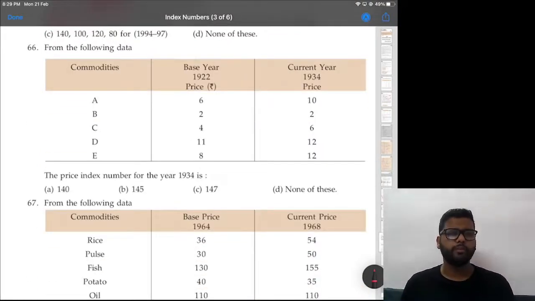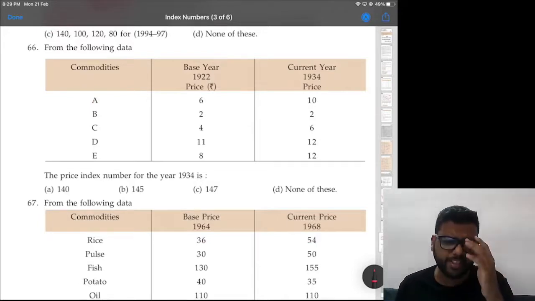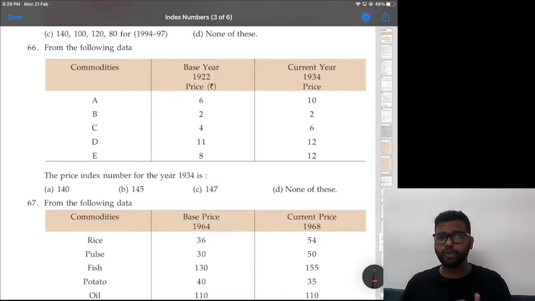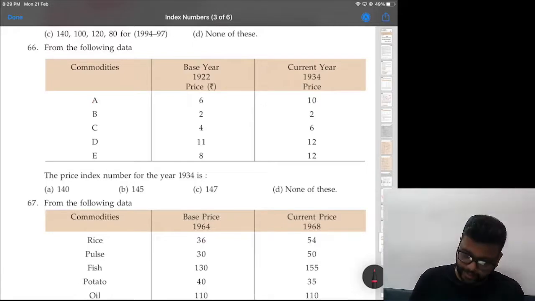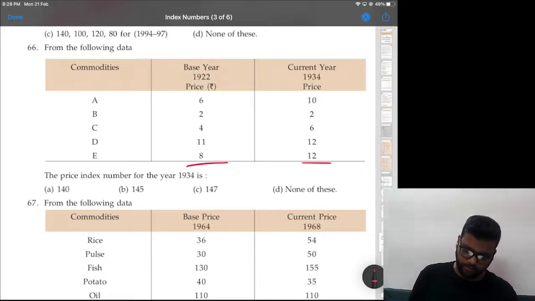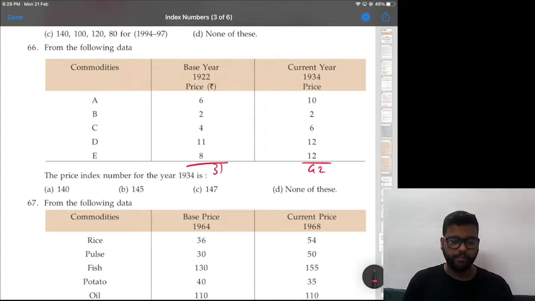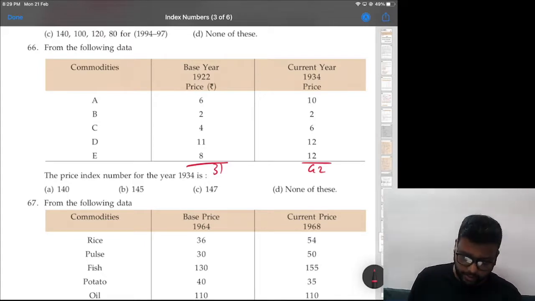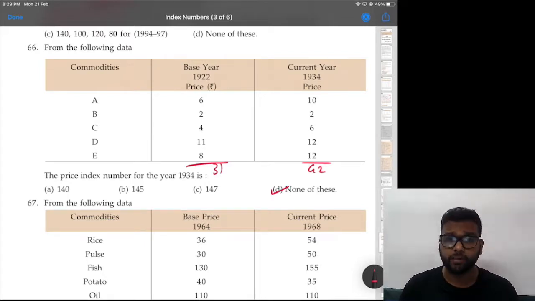66. From the following data, price index number for 1934. They have not given the method, so let's use aggregative method. Totals: 10, 2, 6, 12, 12, 42 by 6, 2, 4, 11, 8, 31. 42 by 31 is 135.48. That is not the answer. You can tick none of these. If you want, we can check other method also.